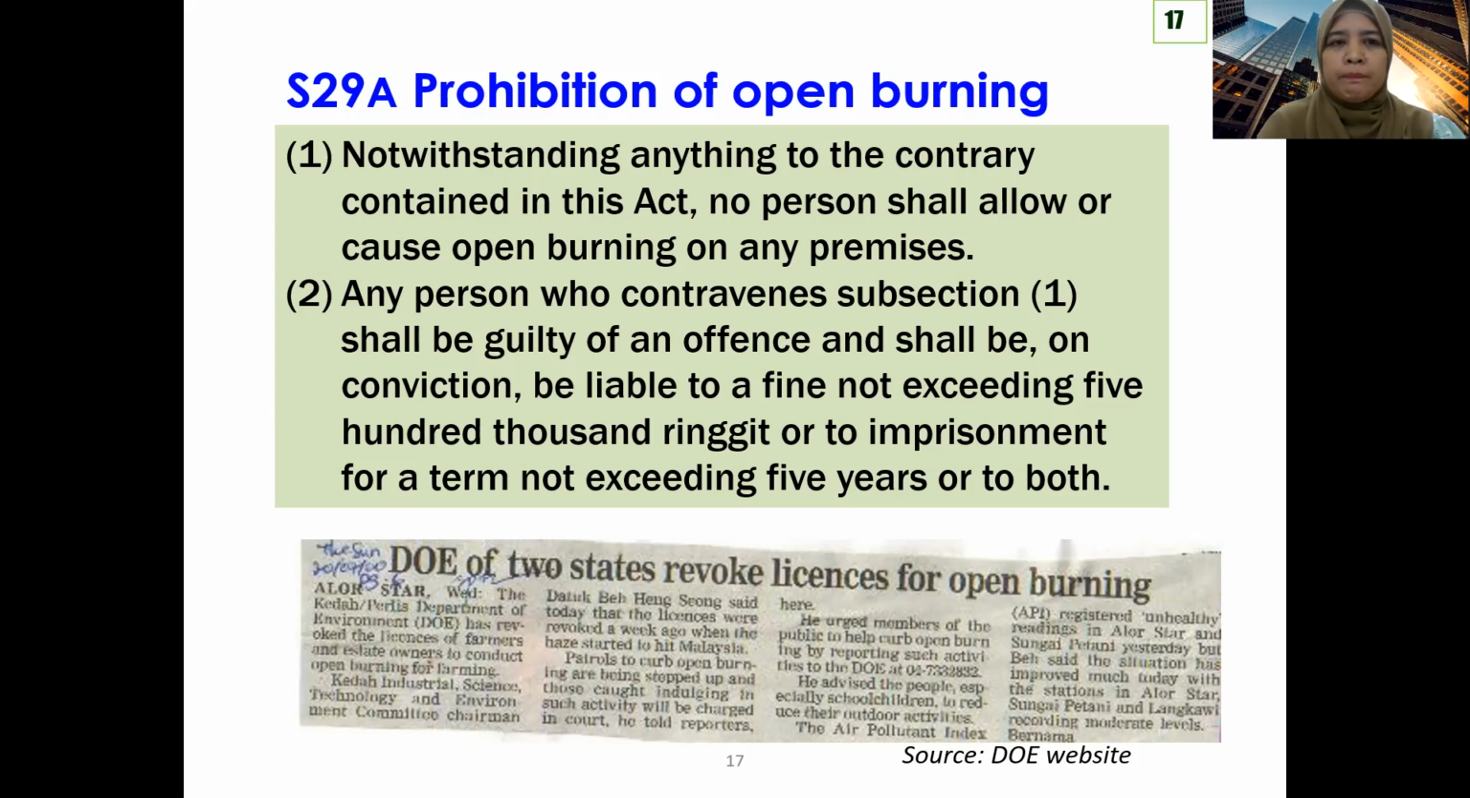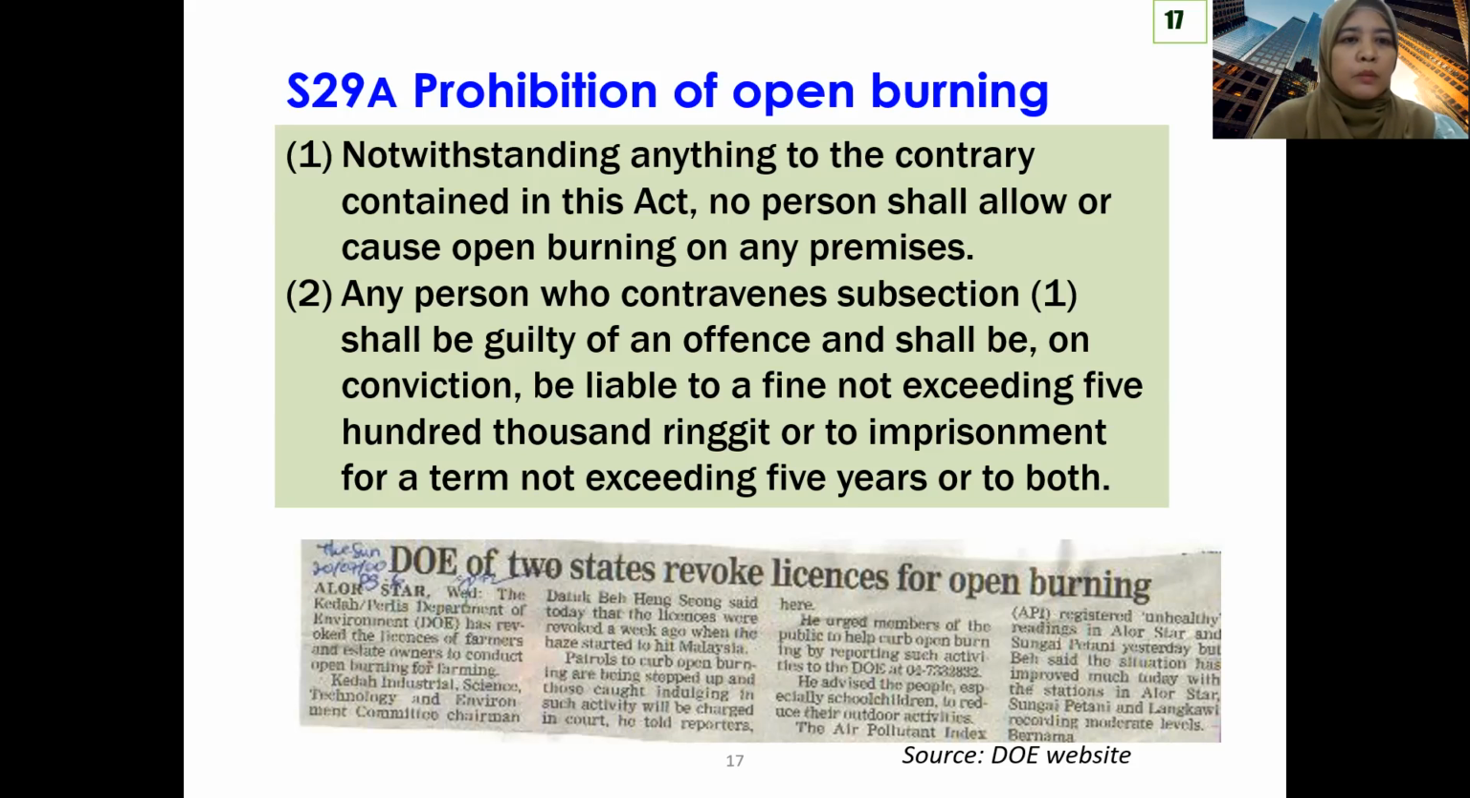Prohibit. You see that it says 29A sub 8 sub 1, notwithstanding anything to the contrary contained in this act, no person, walaupun apa yang dinyatakan dalam akta ni yang mungkin bertentangan, tidak ada seorang, no person shall allow or cause open burning on any premise. Tidak dibenarkan untuk melakukan sebarang pembakaran secara terbuka di mana-mana premise.